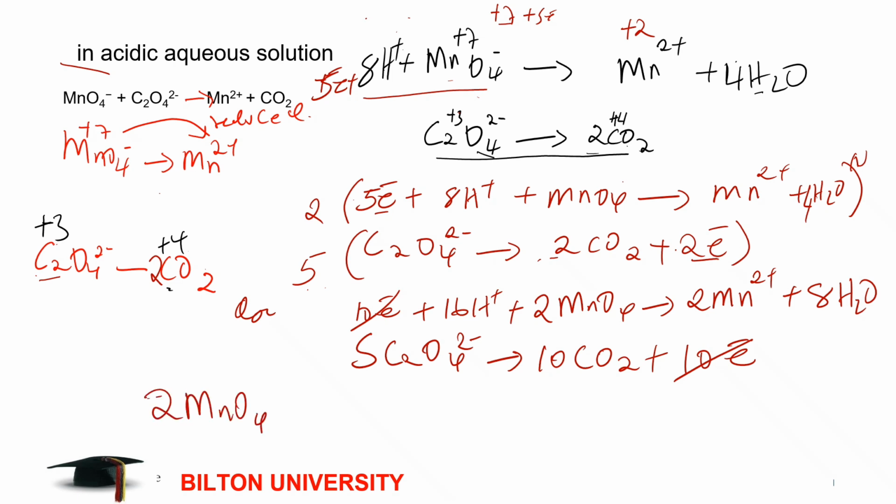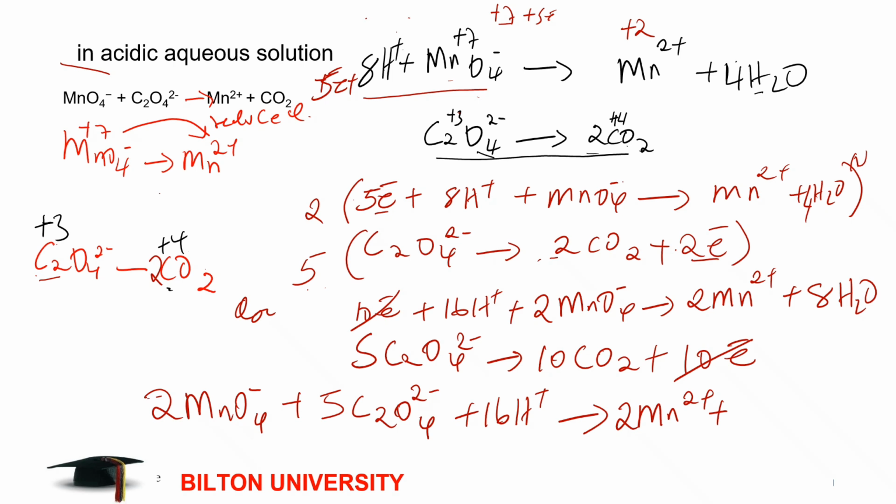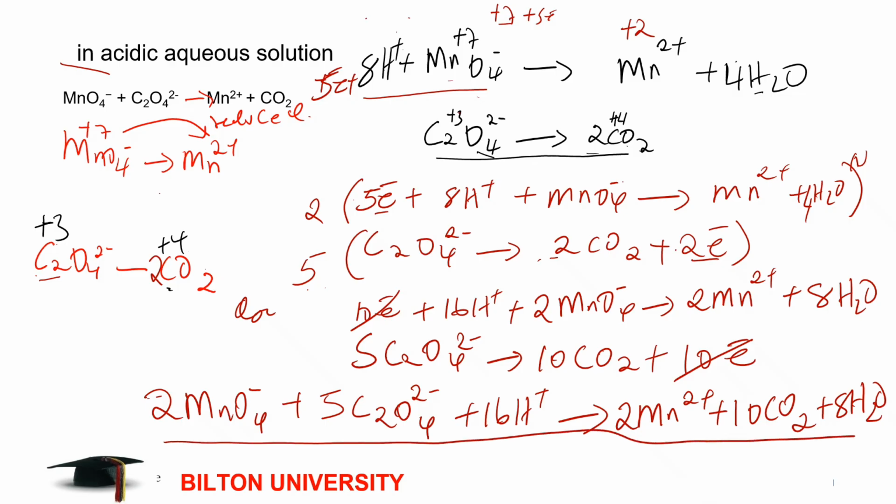2MnO4-, so this minus was still here, plus 5 C2O4 2- plus these 16 protons, so 16 H+, giving us 2 Mn2+, 10 CO2 plus 8 moles of water. So this is our reaction in acidic media. This is what happens in the acidic media.